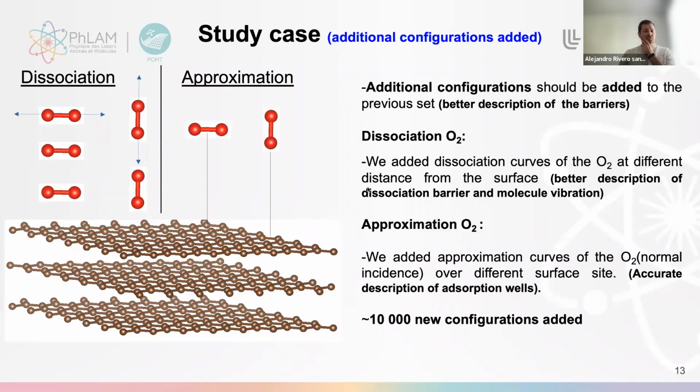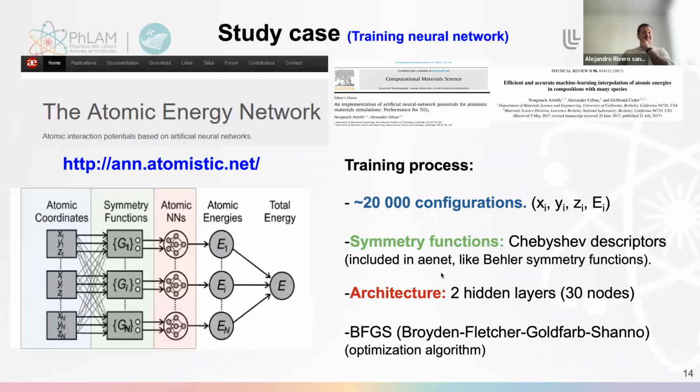And we also add approximation curves of the O2 over different surface sites, and with that, what we obtain is an accurate description of absorption wells. So we add 10,000 new configurations to the original training set. So at the end, what we have is 20,000 configurations with the corresponding energy.